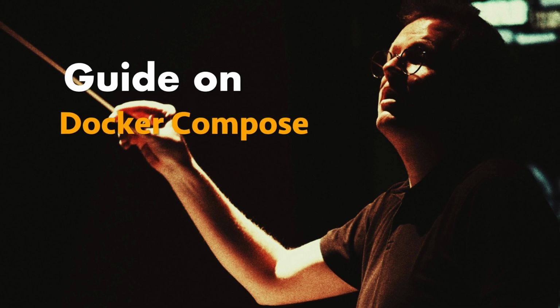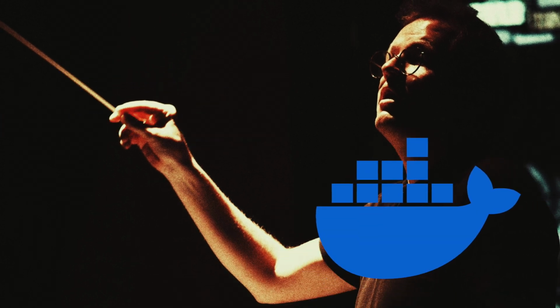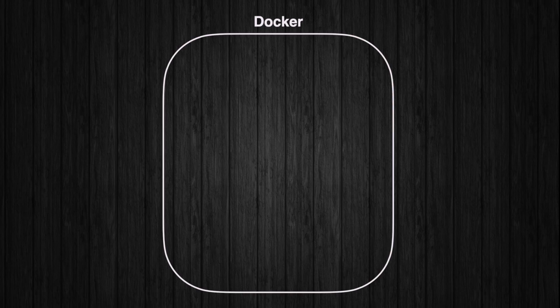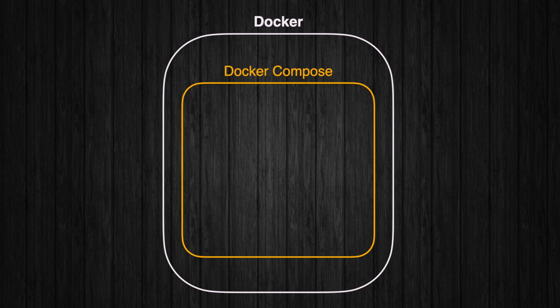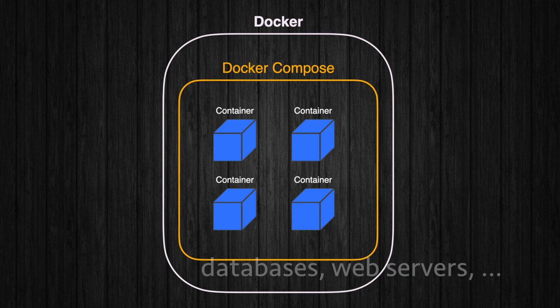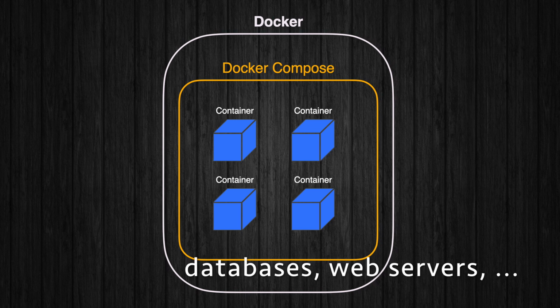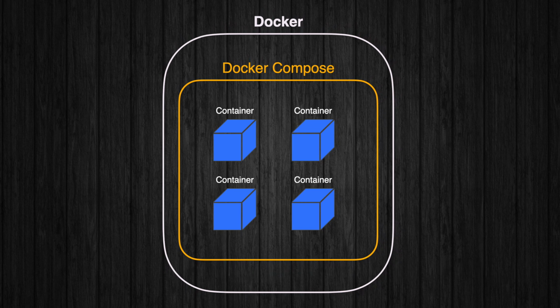A guide on Docker Compose. Docker Compose is useful for managing multi-container applications. It's like your container orchestra conductor. Instead of launching containers one by one, you use Docker Compose to set them all up in one go. You write down what you need, like databases, web servers, and all their settings in a YAML file, and Docker Compose takes care of the rest.